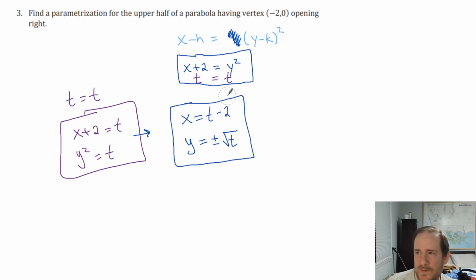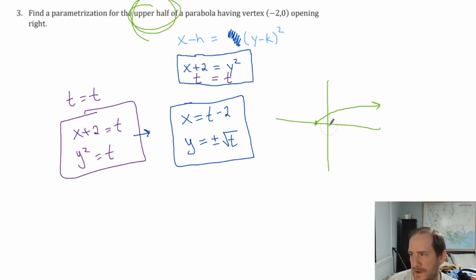Unless I'm overlooking something, which guess what? Of course I am. They said they wanted the upper half, right? But if I do plus or minus, then haven't I just opened the door for our parabola to take on positive y values and also negative y values? So I can think of a couple ways to correct for this. Could I just put a parameter interval on here that would cut away this bottom half?